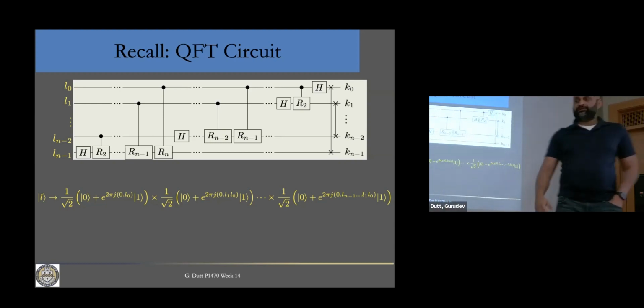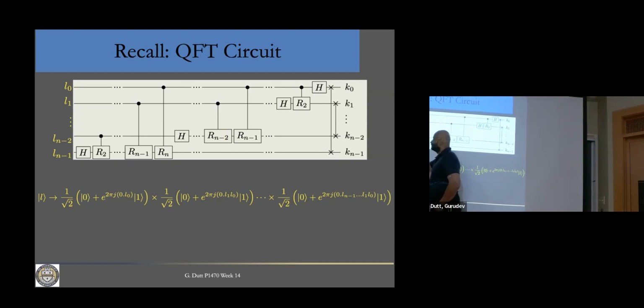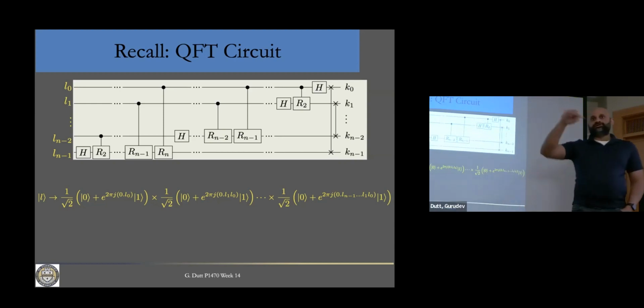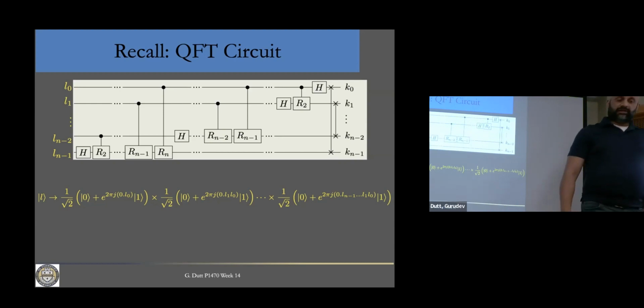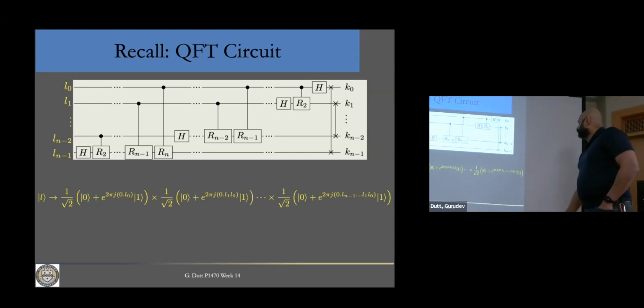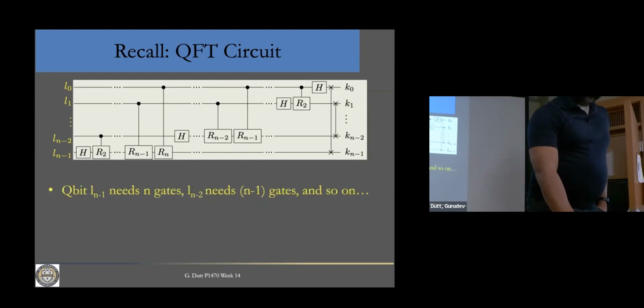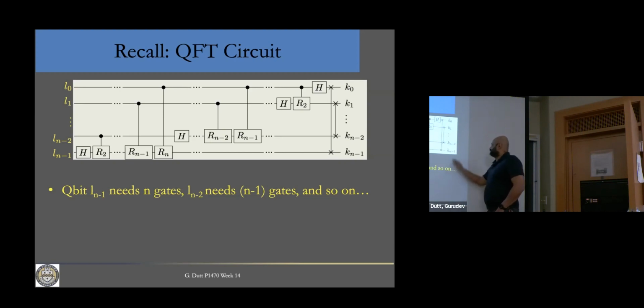Okay. And we saw that to construct it, all we need are Hadamards and these controlled Rn gates. Rn, remember, was a rotation around the z-axis by 2 pi over 2 to the power n. So R sub n is a rotation around the z-axis of 2 pi divided by 2 to the power n. And that is this circuit over here. That's the QFT circuit.